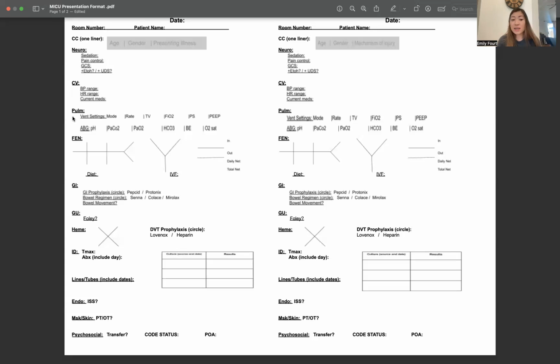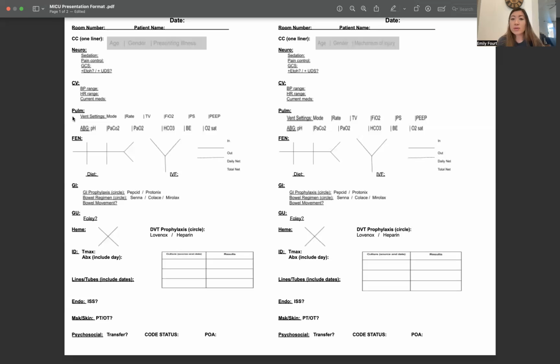Going to ID, objectively, their Tmax overnight was this. They are currently growing this in their blood cultures, and we're pending these cultures. Imaging showed XYZ. As far as my assessment plan for their septic shock, for example, when we talk about here what you want to do with their antibiotics, these patients need source control. Are there any consultants on board?